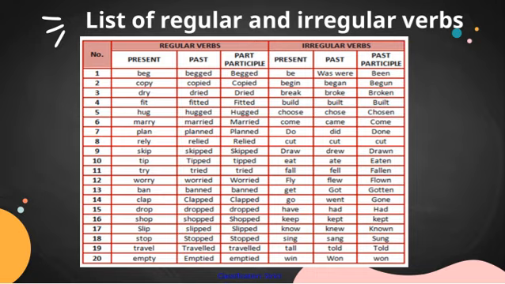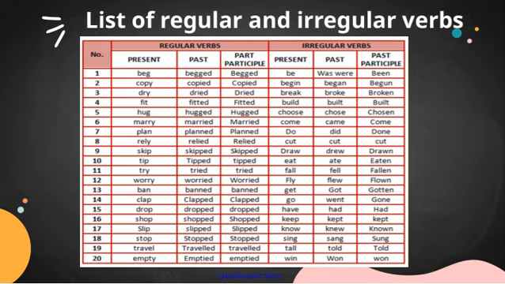As you can see, regular verbs follow a predictable pattern when we form the past tense, usually by adding ed at the end. For example, walk becomes walked and play becomes played. These are straightforward and easy to remember. On the other hand, irregular verbs don't follow this pattern. Their past tense forms can vary quite a bit, like go becoming went, or buy changing to bought. Because they don't follow a fixed rule, irregular verbs require us to memorize their past tense forms.